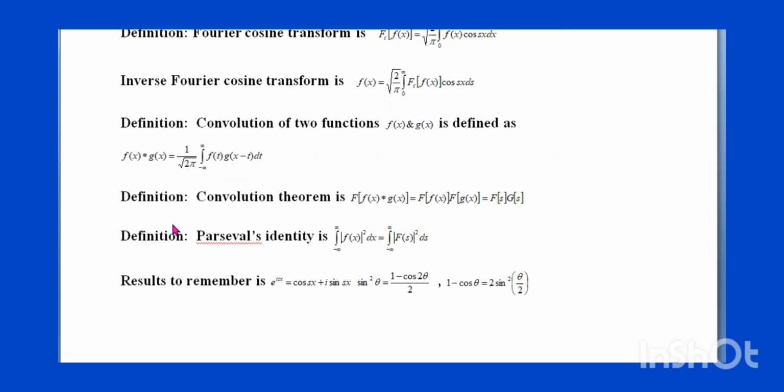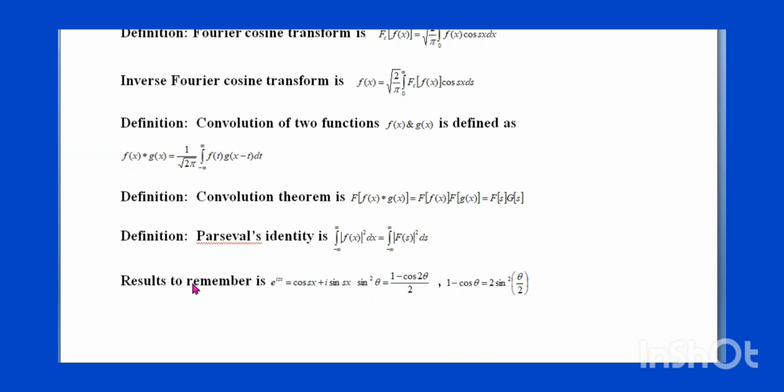Next, let us see the convolution theorem. The convolution theorem statement is capital F of f of x star g of x is equal to capital F of f of x times capital F of g of x, which is equal to F of s, G of s. This is the convolution theorem statement.